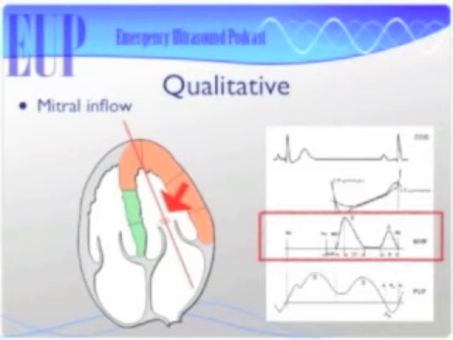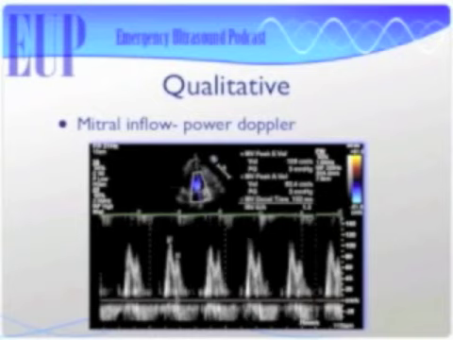So this is our E and our A wave right here. This is what we're talking about. This is the mitral valve inflow pattern. So here's an example of mitral valve inflow. What we've done is we've taken an apical 4-chamber view, just like we had on the last screen. We've put the gate right at the tip of the mitral valve leaflets, and we're measuring the velocity of blood flow into the left ventricle during diastole.